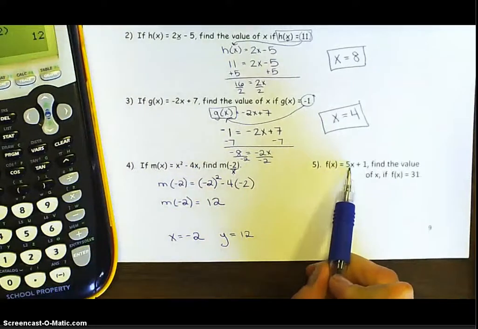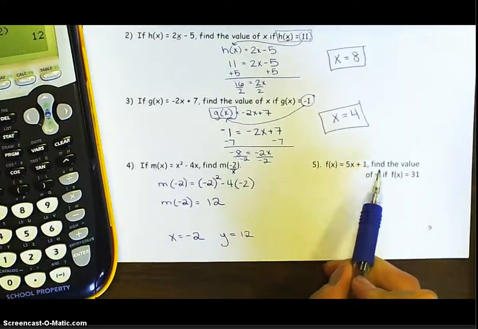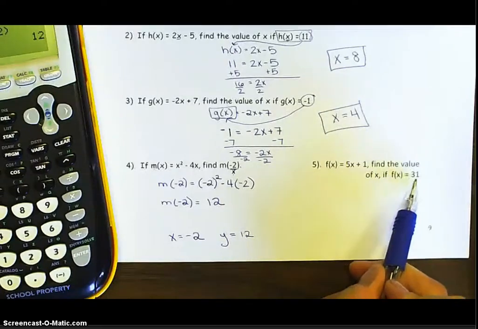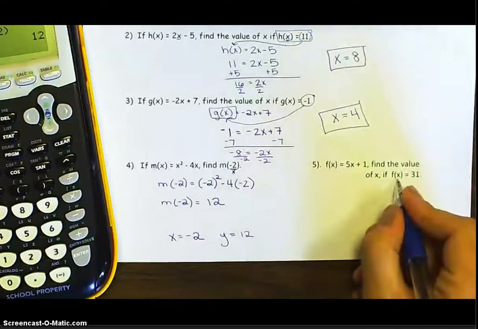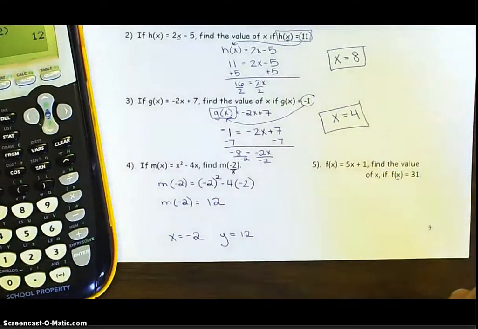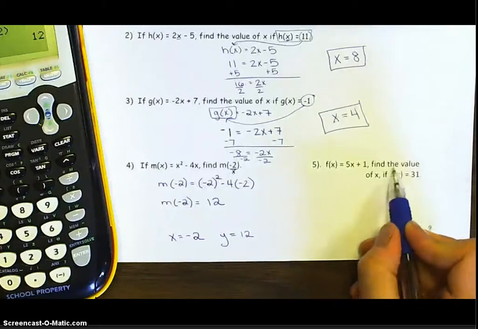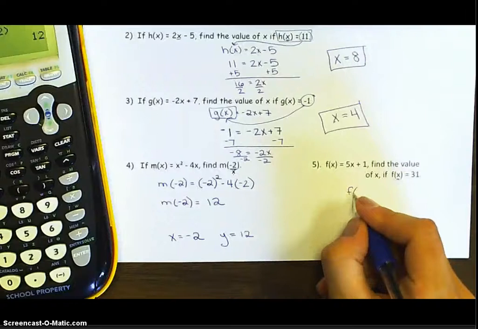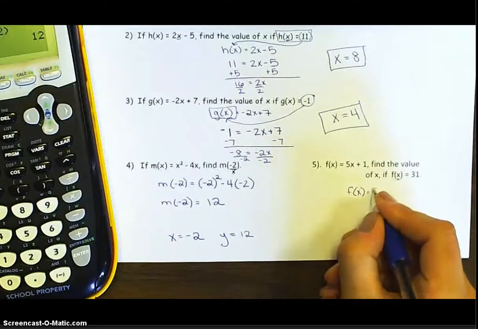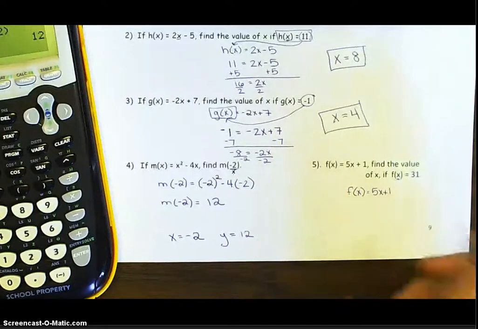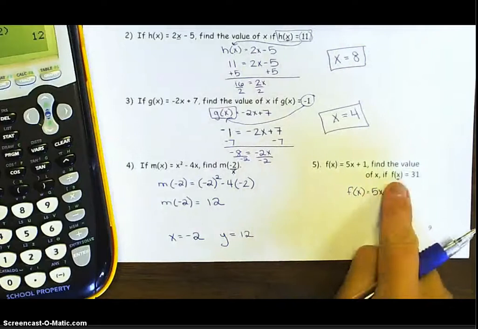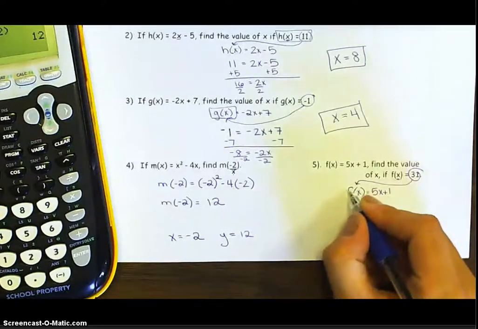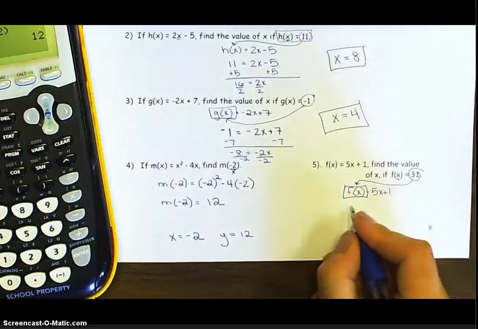F of x is equal to 5x plus 1. Find the value of x if f of x is equal to 31. So this time I do not know the value of x, but I know this whole thing is equal to 31. So I'm going to start by writing my function. And this time, instead of replacing the x, because it's still f of x, I'm going to take 31 and I'm going to substitute it in for the entire f of x.